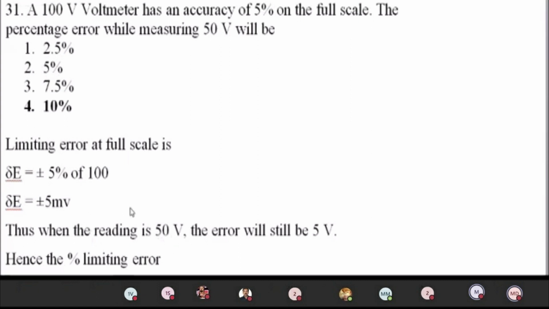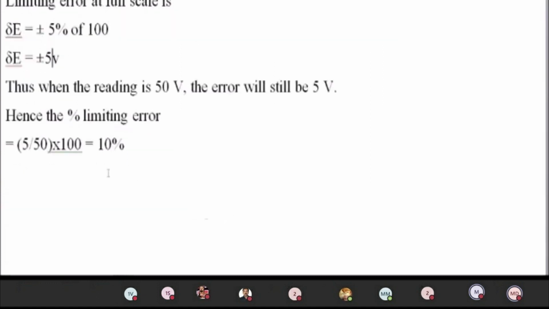Sorry, the limiting error is 5 volt. That is, 5% of 100 is 5. I made a mistake there. It is 5 volt. So when the reading is around 50 volt, again the error will be 5. Hence the percentage limiting error we can take as 5 divided by 50 into 100, which will be 10%.